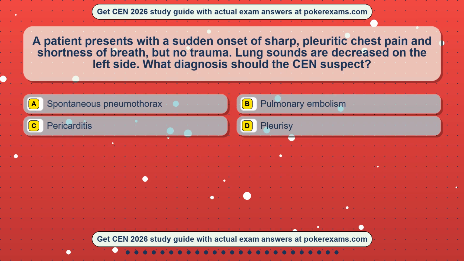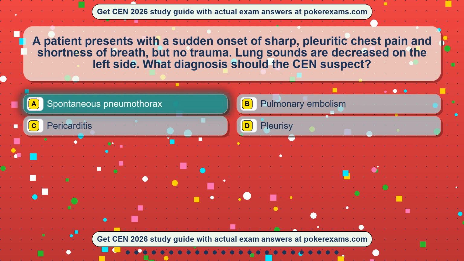Question 8. A patient presents with a sudden onset of sharp, pleuritic chest pain and shortness of breath, but no trauma. Lung sounds are decreased on the left side. What diagnosis should the CEN suspect? Option A, spontaneous pneumothorax. Option B, pulmonary embolism. Option C, pericarditis. Option D, pleurisy. The correct answer is option A, spontaneous pneumothorax.